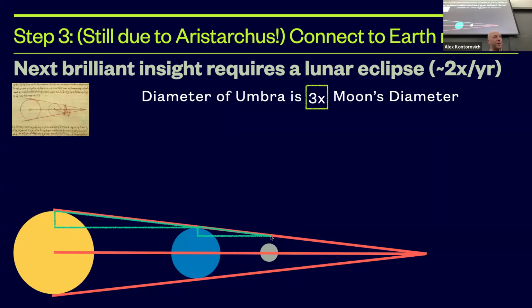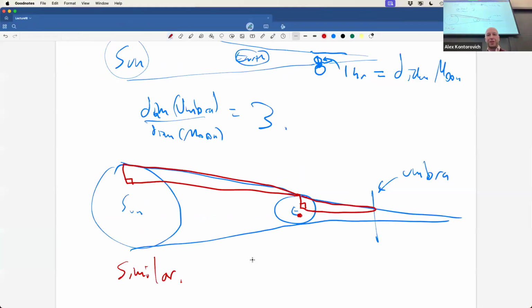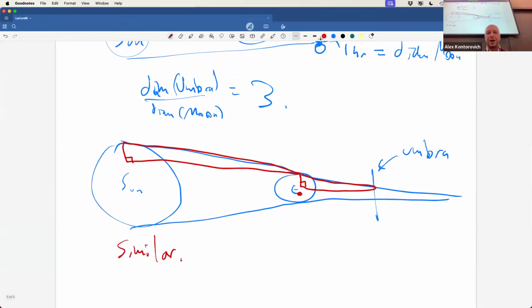Okay, so we're going from the umbra to the earth, and then we're going from the earth to the sun, and then just dropping these perpendiculars to those parallel lines. Let's try to unpack what's going on here. What is this distance? Where is this umbra? It's where the moon is. So the distance to the umbra is the distance to the moon. Yep, exactly right.